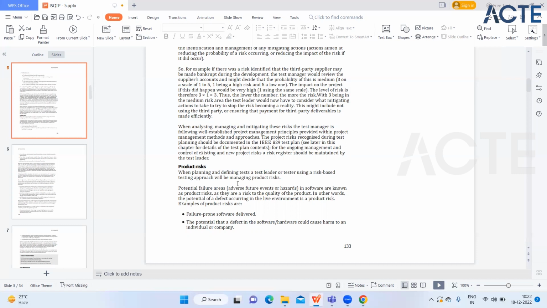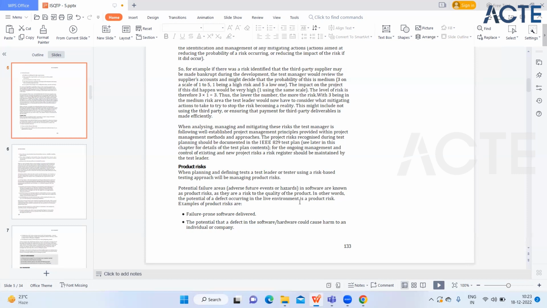When we are making the plan, or when we are defining the test, a test leader or tester using a risk-based testing approach should not follow the testing in our own way. We also have to check the risk associated with that test plan when we start our testing. Okay. So potential failure areas in software are known as product risk, as they are a risk to the quality of the product. In other words, the potential of a defect occurring in the live environment is a product risk.